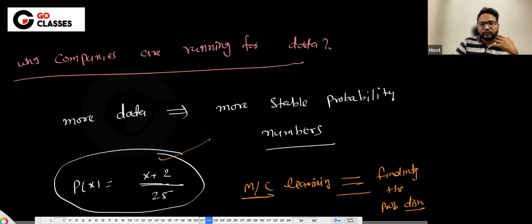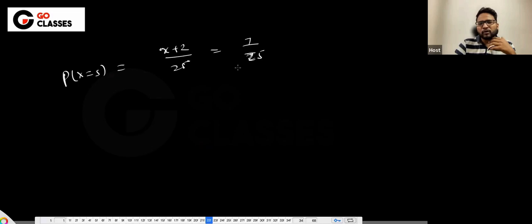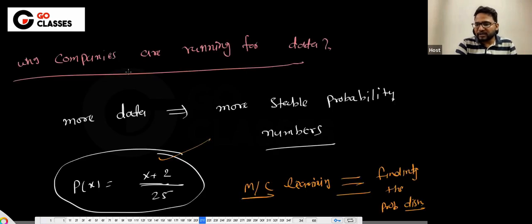If you ask me whether x will take the value 5, I will say, this is the probability for x being 5, which means 7 by 25. Then I will say it is a good probability, maybe it will take it with this probability. If you have the probability distribution, you can predict the future, whether x will be 5 or not, x will be 6 or not. So you can predict the future if you have the probability distribution. Getting the real probability distribution is the challenge in machine learning, and that's what people are trying to do.